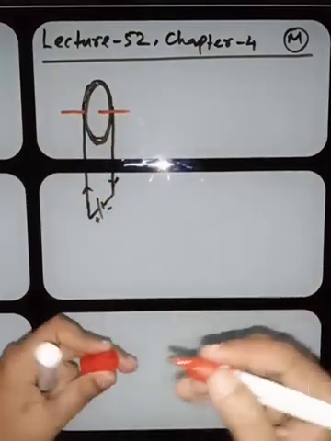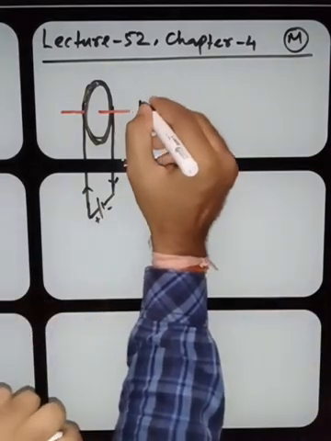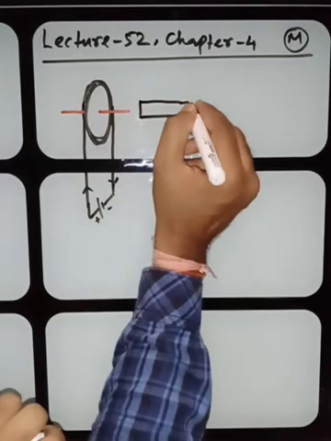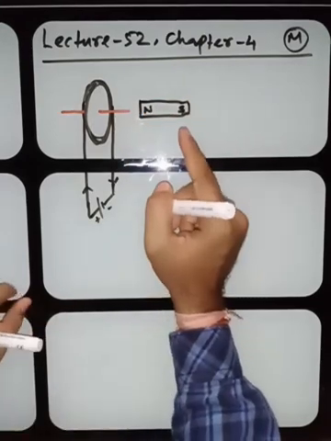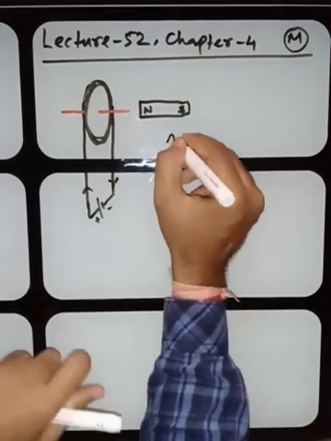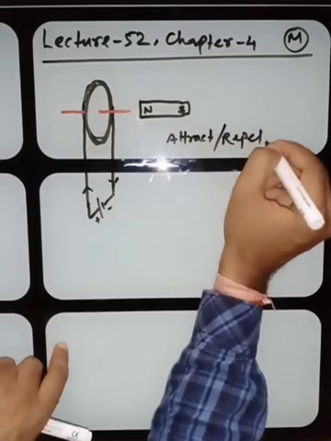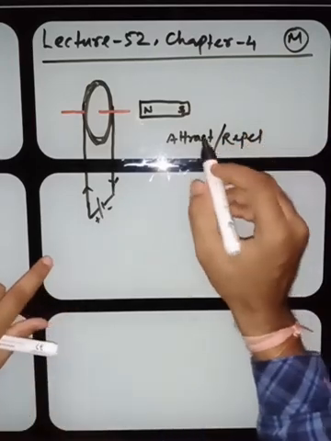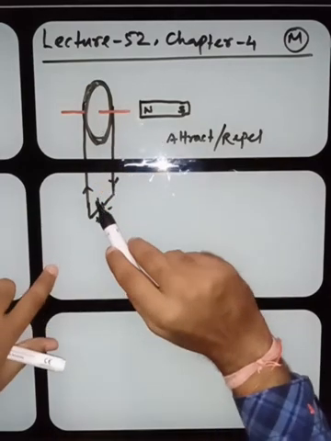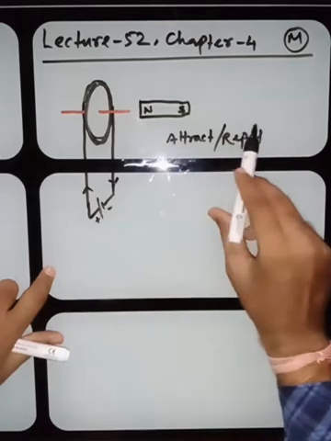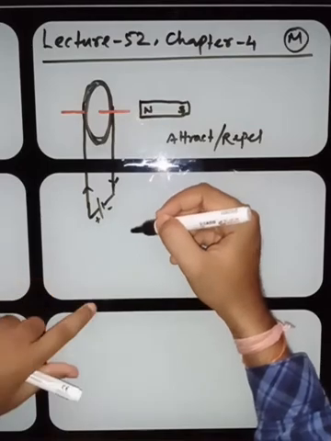Okay, now we place a magnet over here, with north pole and south pole. Now this magnet will either attract or repel. Which one is the correct answer? The coil is fixed, through which current is flowing. Now this magnet will repel or be attracted towards the coil. You have to find the answer. Try to find out the answer.